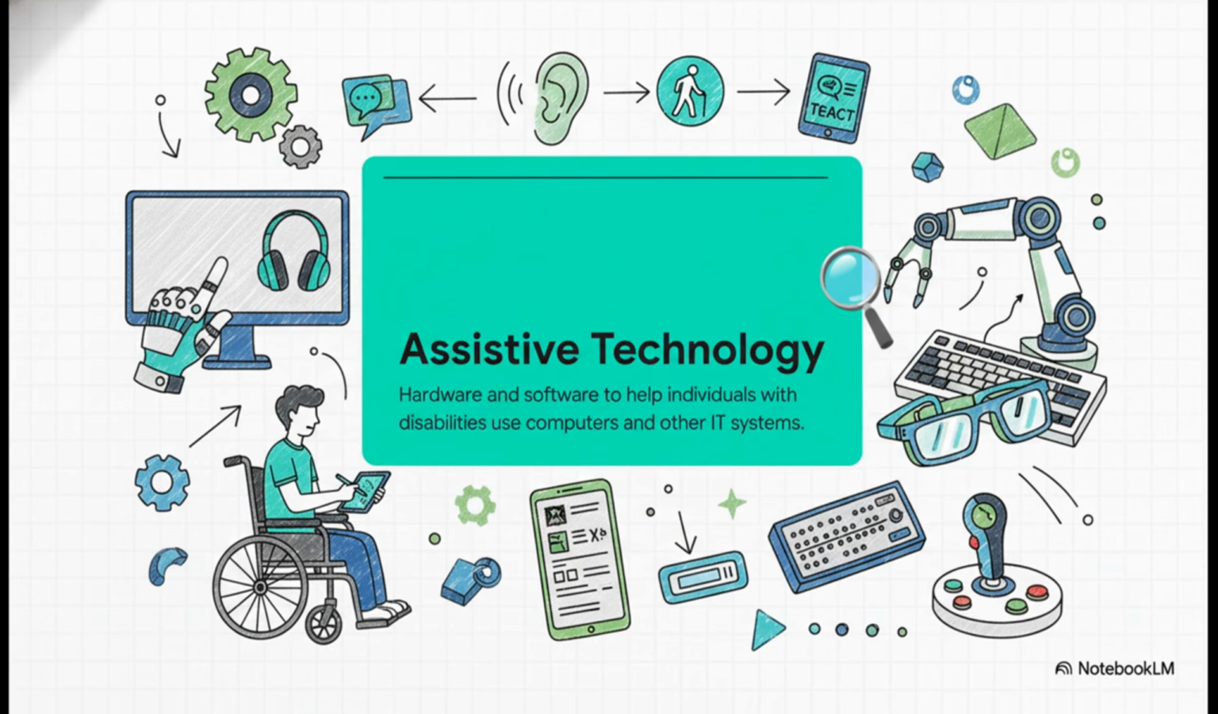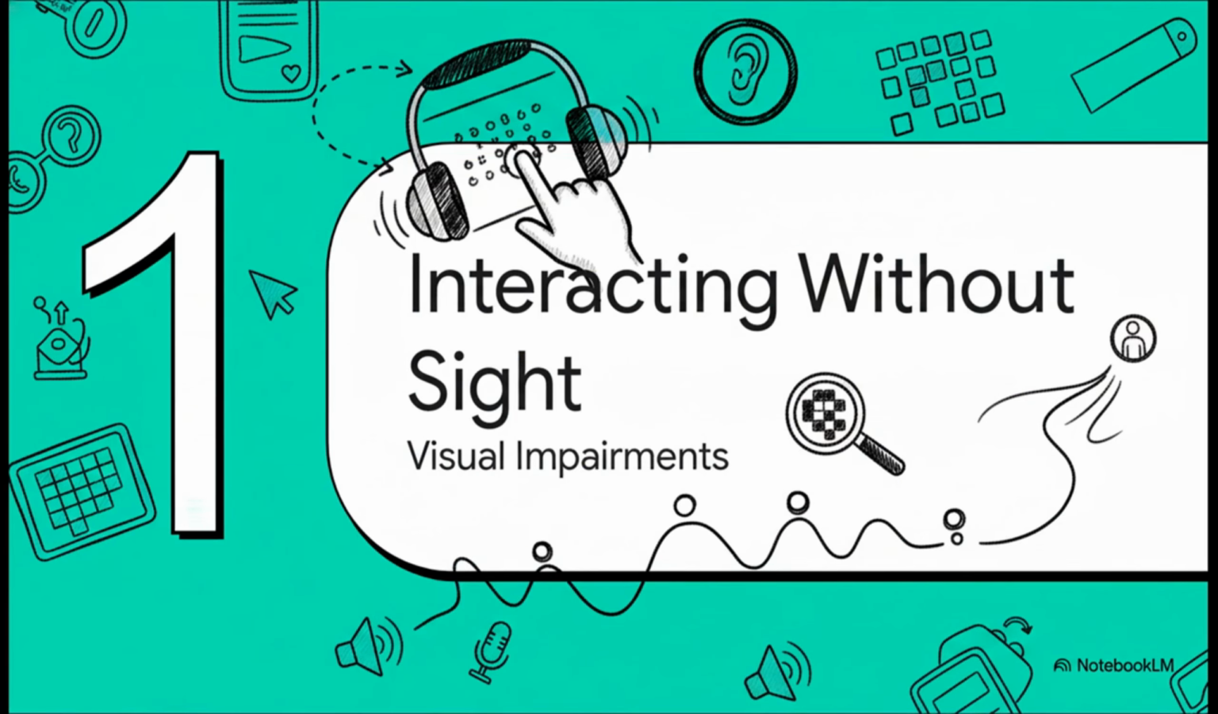It's a pretty broad term, but it basically covers any piece of hardware or software that's designed to bridge that exact gap, helping people with disabilities use computers and all kinds of other tech. All right, so first up, let's take a look at solutions for users who have visual impairments.